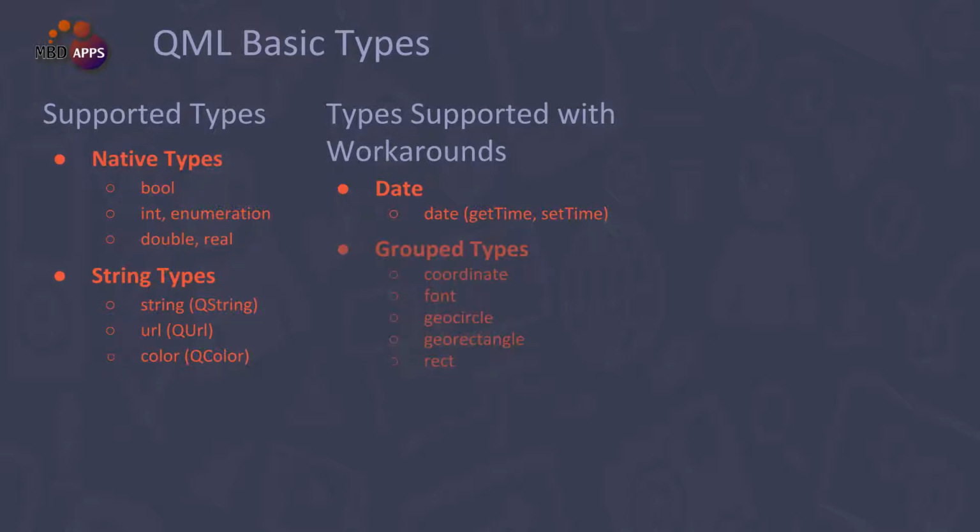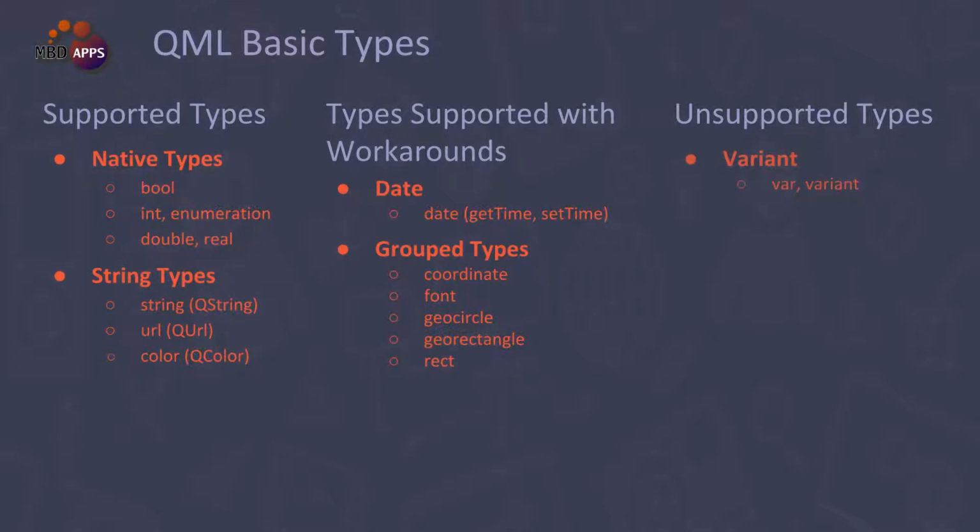QML has group types which are created for convenience. These types join related values together to make them easier to define. For example, the coordinate type contains a latitude and longitude value to define a point on the Earth's surface. We will explore how to interact with group types later on this tutorial. There are some types that are not supported in EGS and for which we do not have workarounds. So let's go over them briefly to explain what they are and how they work.